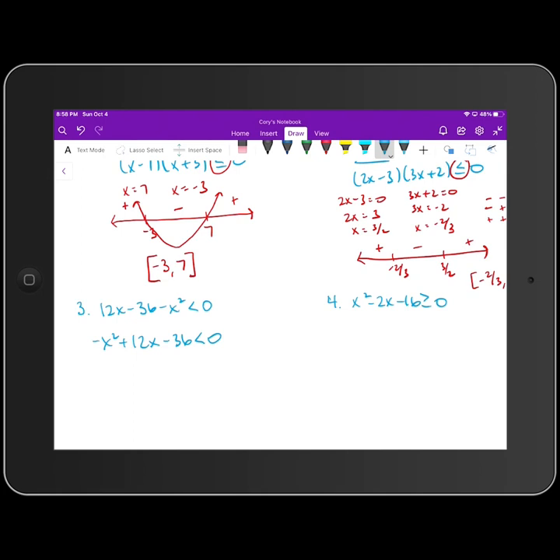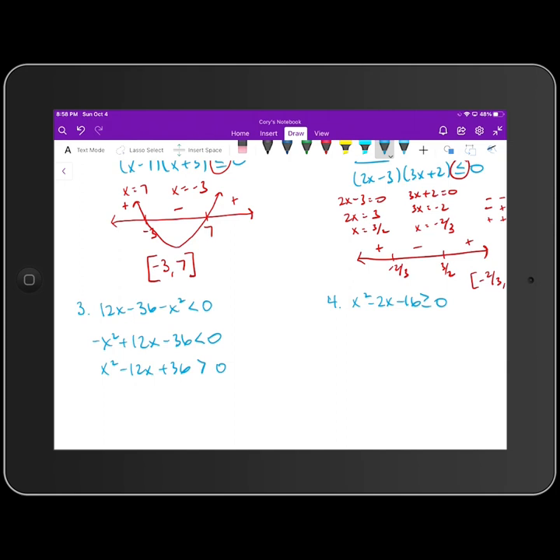Now again, I want my squared term to be positive for factoring purposes. So what I'm going to do is multiply both sides of this inequality by negative 1. When I multiply the left-hand side by negative 1, we get x squared minus 12x plus 36. When I multiply the right-hand side by negative 1, we get 0. And if you multiply both sides of an inequality by a negative number, the inequality symbol reverses.